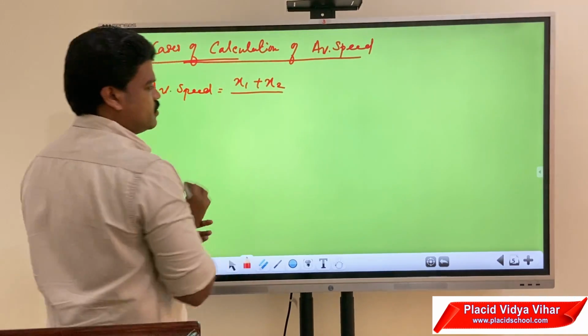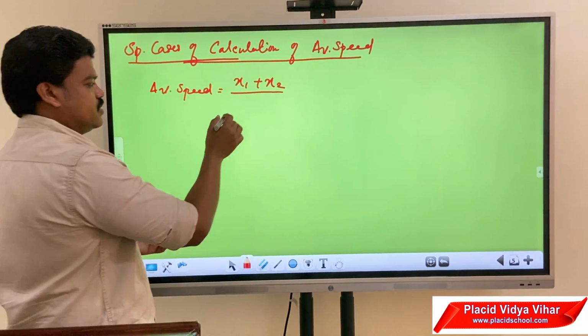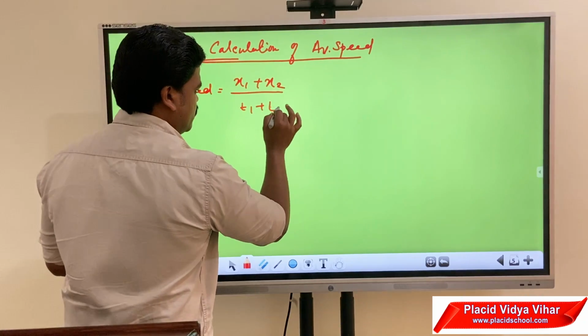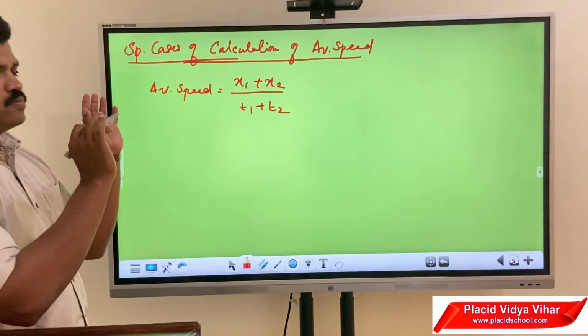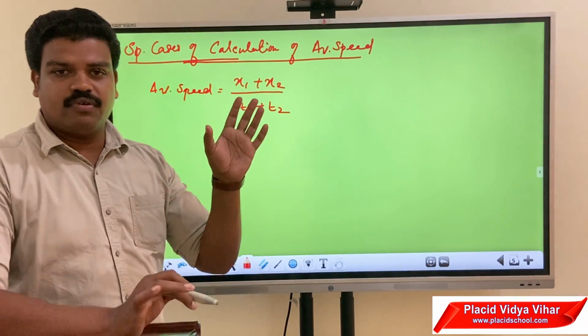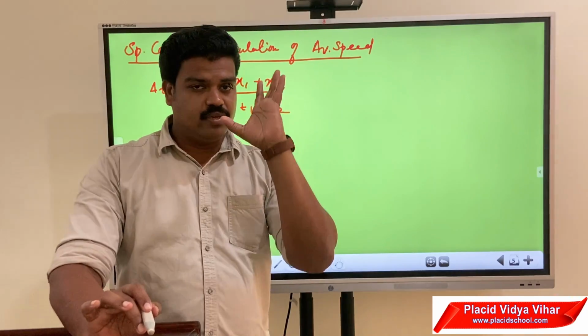Suppose x1 and x2 are the total distance covered by the particle in times t1 and t2, then we can use the equation average speed is equal to x1 plus x2 by t1 plus t2 for average speed.